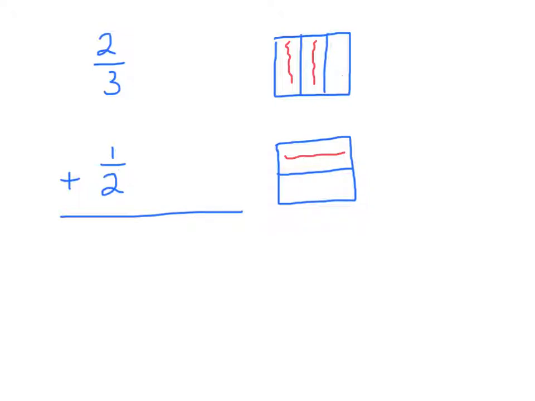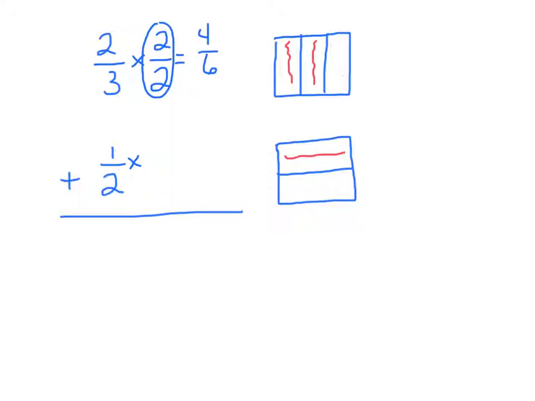So what I need to do is find a common denominator. I need to change those pictures, if you will, so that they have the same size pieces. An easy way to go about doing that is to multiply both of these using the multiplication rule of 1. I'm going to multiply the very first fraction by 2/2, which I can do because this is equal to 1, and I get 4/6.